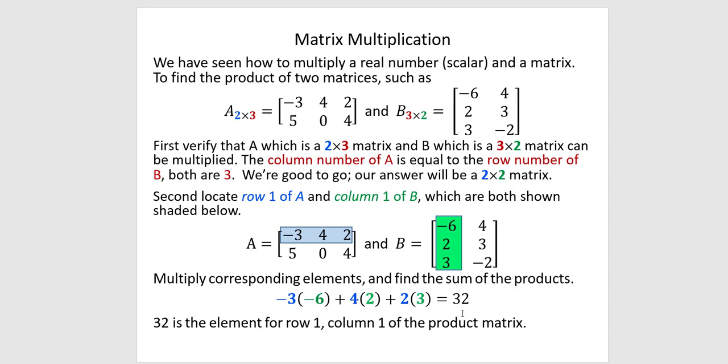Notice there are 3 sets of multiplications in this operation. That is not a coincidence. The number of multiplied pairs will always match the number of columns in the first matrix and the number of rows in the second matrix, which was 3. The numbers in red every time.